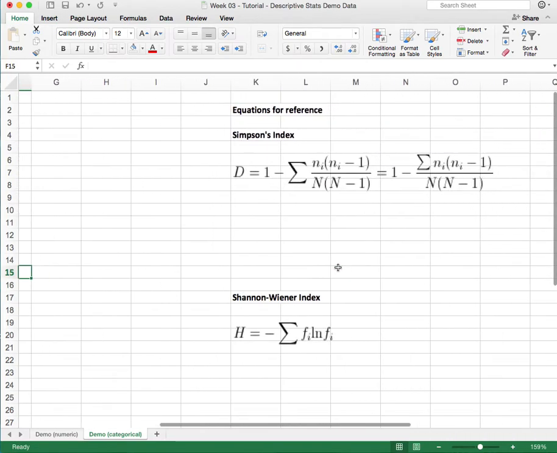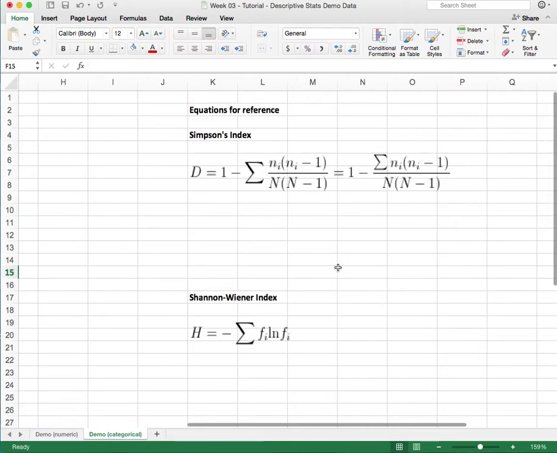But then we're going to calculate these indices that you read a little bit about in the supplemental material. And these equations are just here for reference. So we have the Simpsons index and we have the Shannon-Wiener index. And I just want to go through how to calculate these because we don't have a nice, simple, easy Excel formula for how to calculate these. It involves a couple different steps.